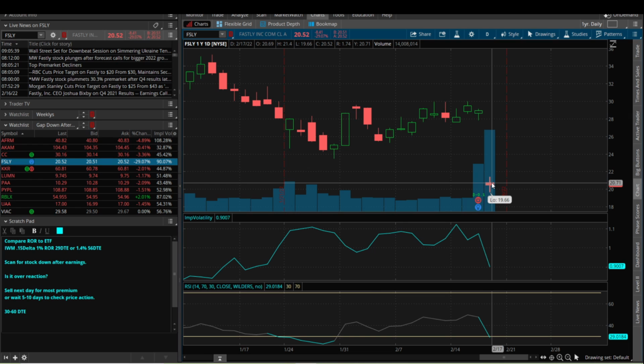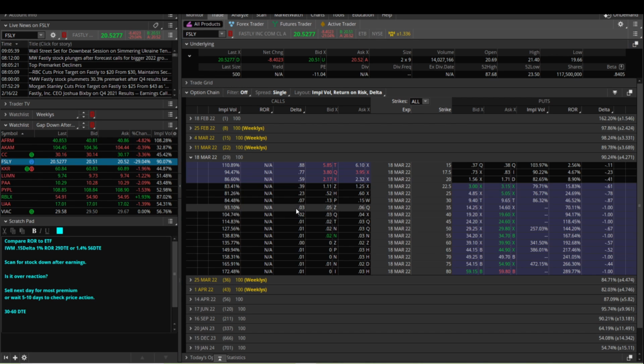So Fastly, this is the day of the drop, so we're not really sure what's going to go on. The 11 delta is paying roughly 2.5%, and that's a 15 strike. The expected move is $4, and that's roughly $5. So we're outside the expected move. We're still getting a 2.5% return.